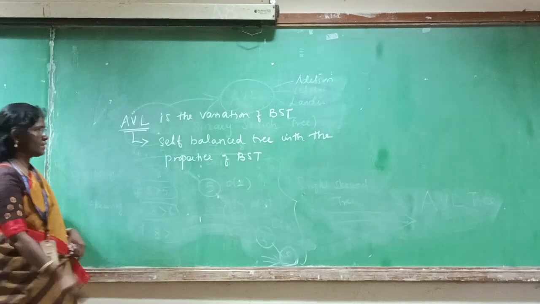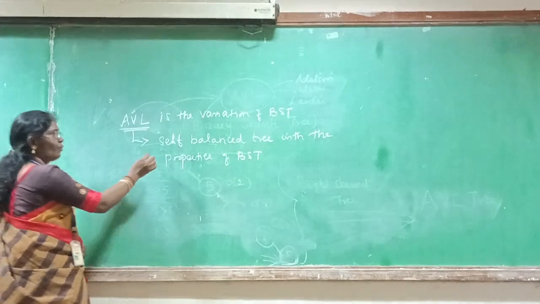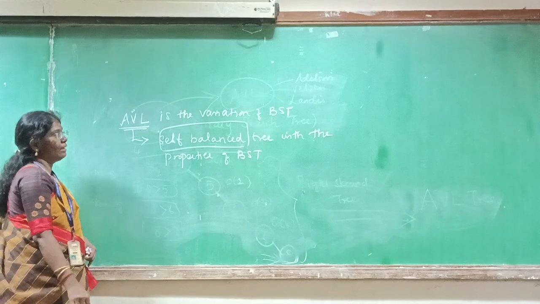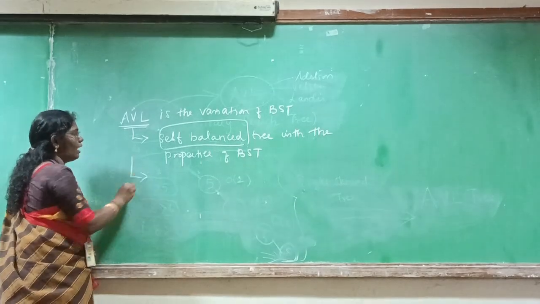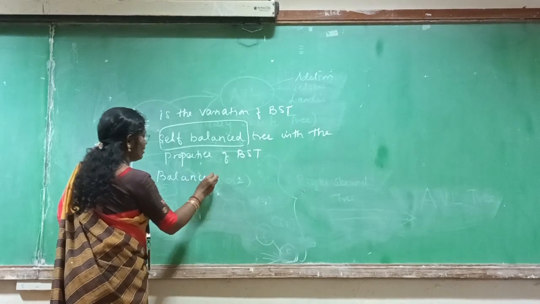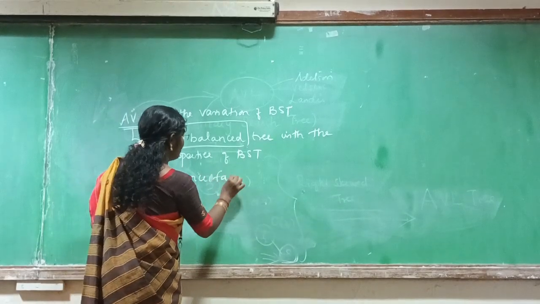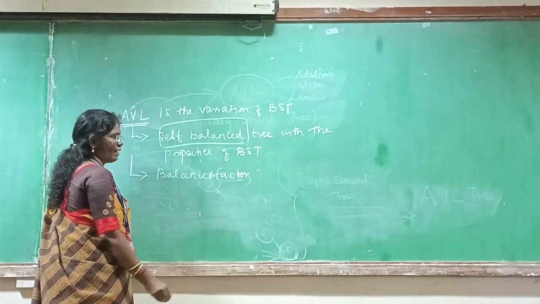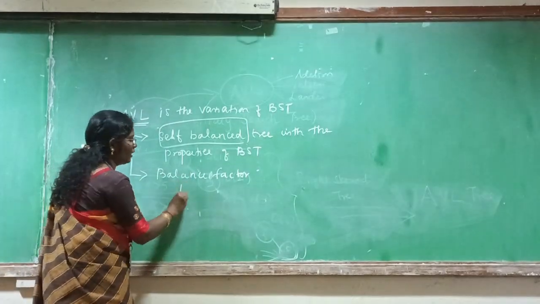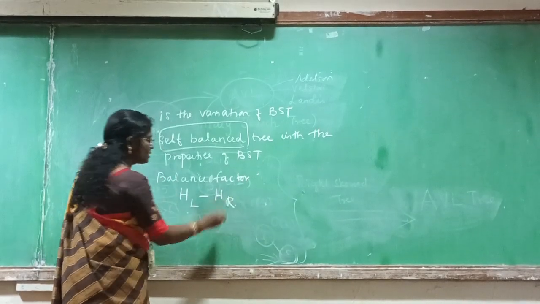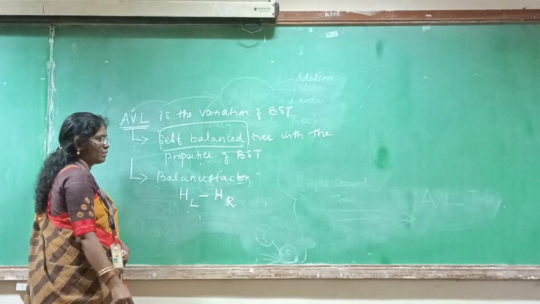So we are going to follow the same properties of BST, but we are going to make it balanced. So how are we going to make it a balanced tree? For that, we are going to introduce the concept called balance factor, BF. In order to find the balance factor, we will be using the formula: height of the left subtree minus height of the right subtree. This is the formula to find the balance factor.